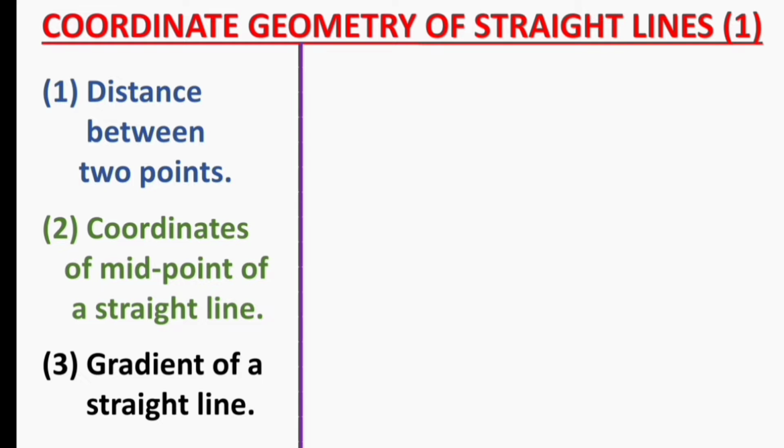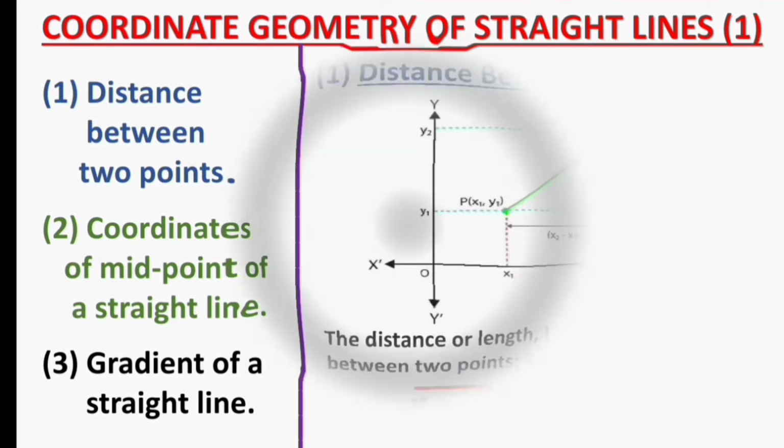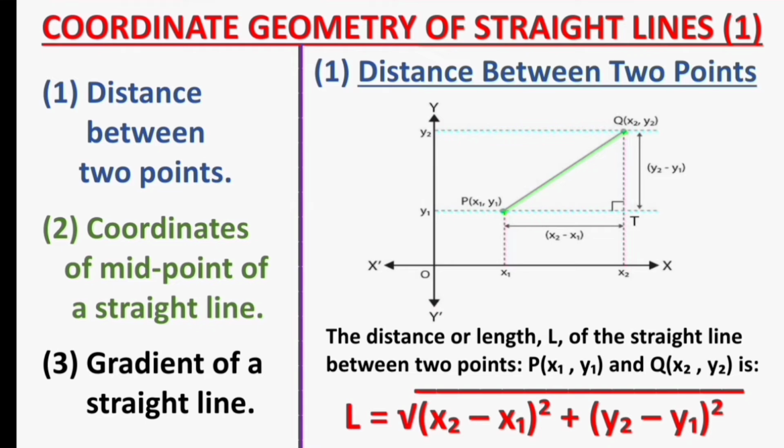Let's learn about the formulas for number 1, distance between 2 points, number 2, coordinates of midpoint of a straight line, number 3, gradient of a straight line. For number 1, let's see the formula for the distance between 2 points.